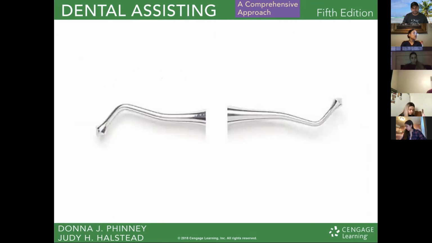We also have one here that looks sort of like an acorn. And so this instrument is actually called an acorn. The proper name for it is an acorn carver. It's not a burnisher, it's a carver because it has little sharp angles here that it's used to carve. It's usually used to carve the central groove anatomy of like an occlusal filling. It's popular for smoothing amalgam or composite restorations.